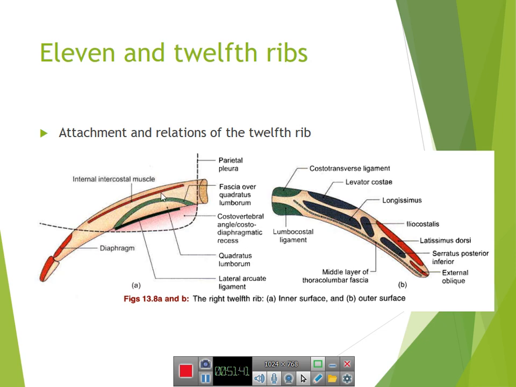The costodiaphragmatic recess, in a pink color of the pleura, is related to the medial 3/4 of the costal surface. The diaphragm takes origin from the anterior end of this surface. That was all about attachments of muscles, fascia, pleura, and muscles like diaphragm and intercostal muscles to the medial surface of 12 rib.